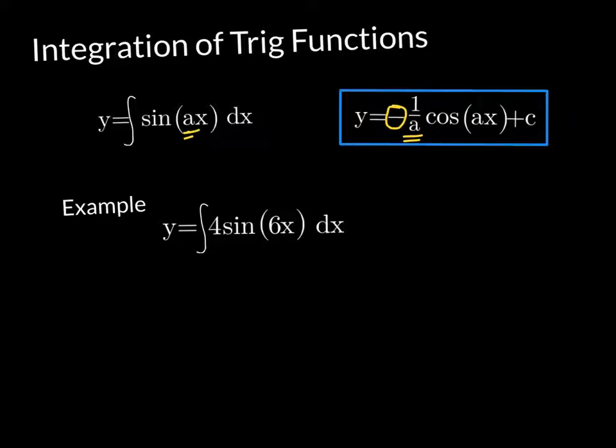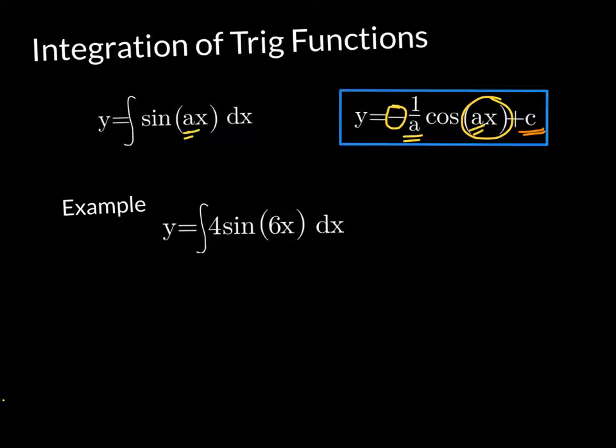So when we're integrating sine, you get a negative cos, and then the coefficient of x inside the bracket comes out the front as a divider instead of a multiplier, and again the thing in the bracket just stays exactly the same. And again, don't forget the constant of integration.